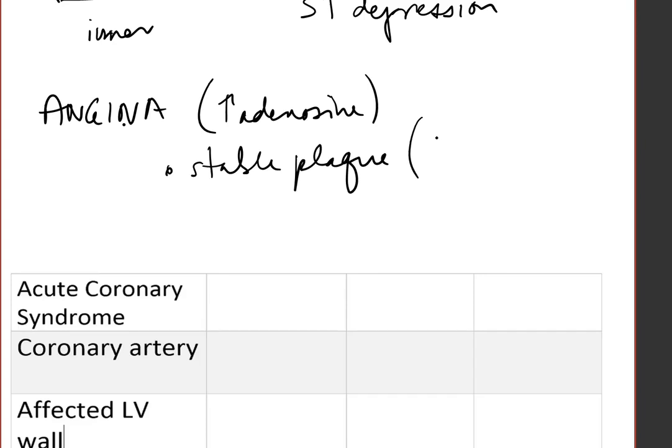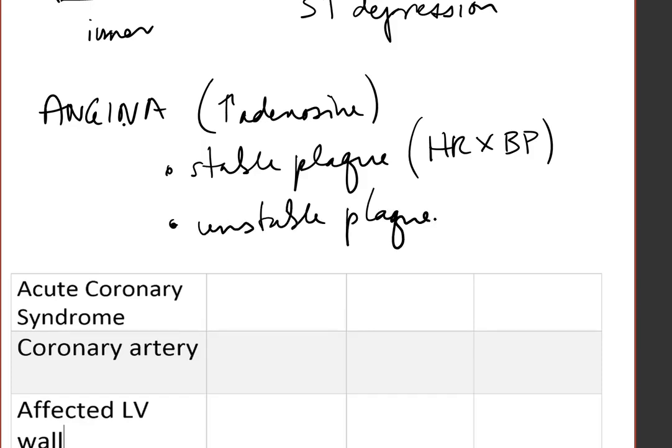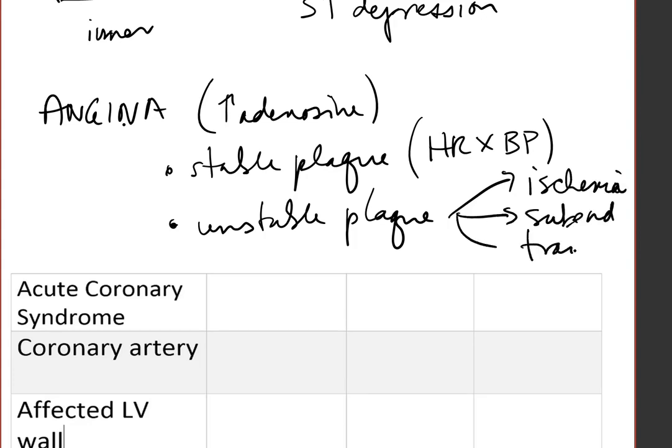And that really can be based on the two measurable parameters we have for demand, which is going to be heart rate times blood pressure. So the double product will predict when the patient's going to have pain. It comes on with exercise and it leaves with rest. That's very different than when we have an unstable plaque. We have thrombosis and dysfunctional endothelium, and so we're running the whole spectrum now from ischemia through to subendocardial necrosis, all the way through to transmural.